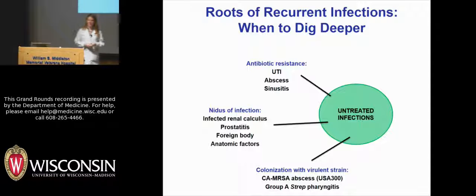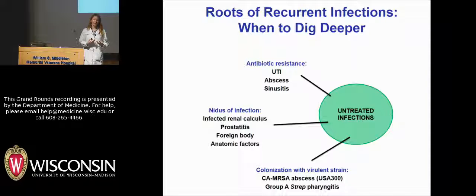The next category I'll discuss here doesn't fit exactly in untreated infections, but I thought it could sort of fit the best here, and that is colonization with the virulent strain. And patients can become colonized with a virulent strain and develop recurrence of infection. An example is community-acquired MRSA. Here we see patients develop recurrent skin and soft tissue infections with MRSA, even with healthy immunity.